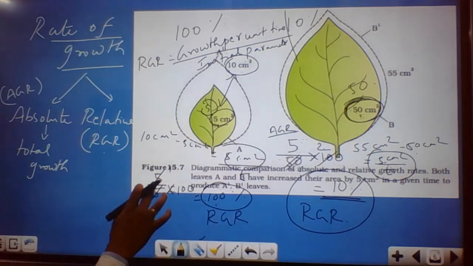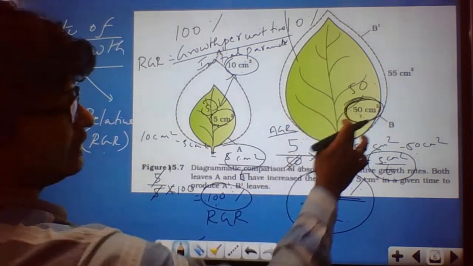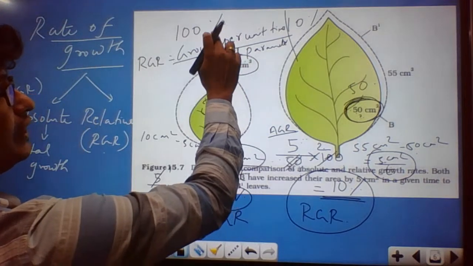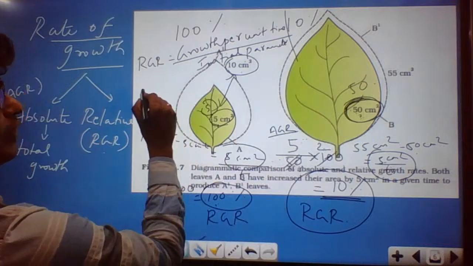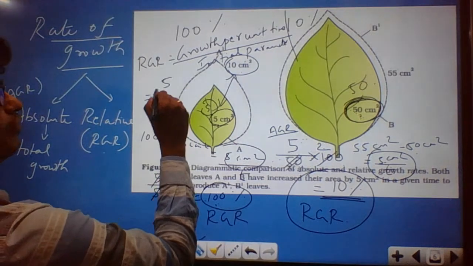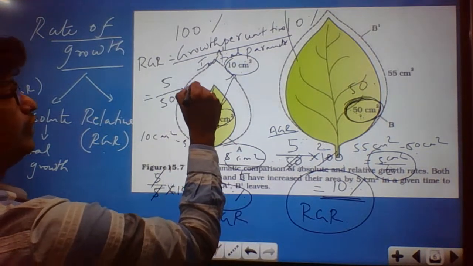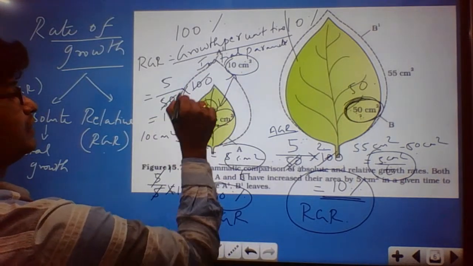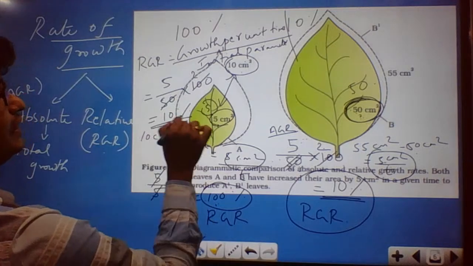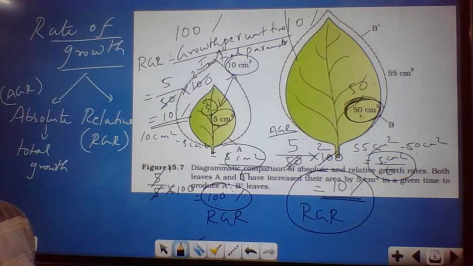Growth per unit time is the difference that you got before, the absolute growth rate. And the initial parameter may be a 5 or a 50. For example, in this case, you calculated 5 divided by 50 into 100. So this gives 10%. That is your relative growth rate.